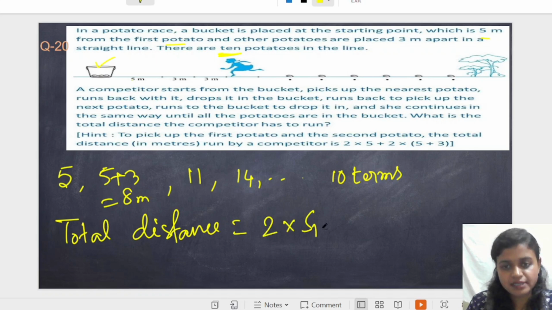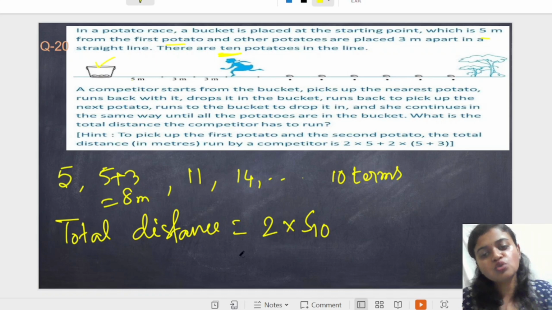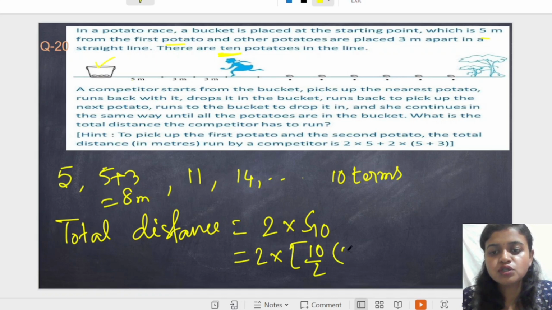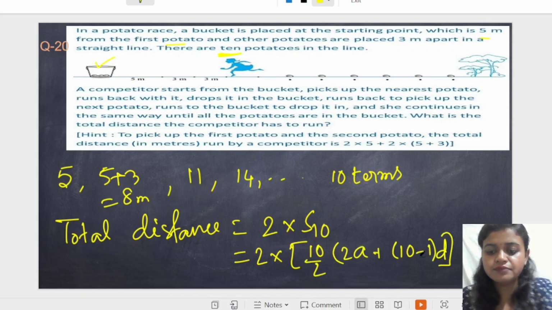2 into S10. Why is this happening? Because every distance is being covered twice. So 2 into the formula S10, which is 10 by 2, 2a plus (n minus 1) into d.